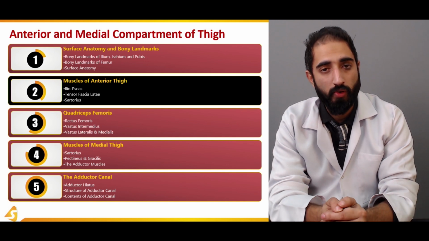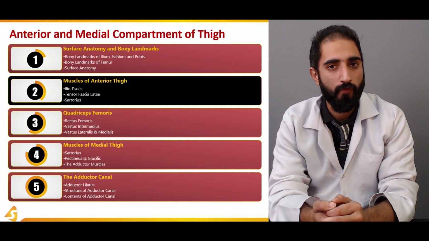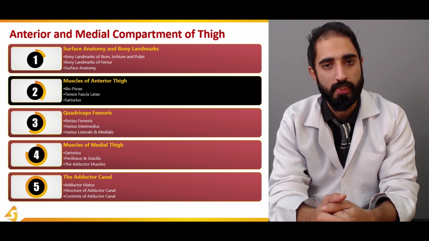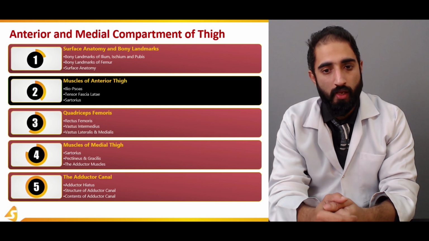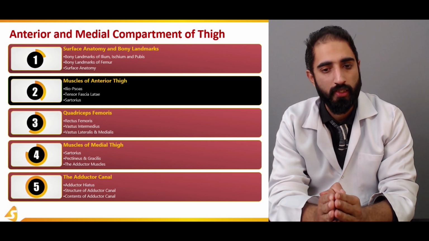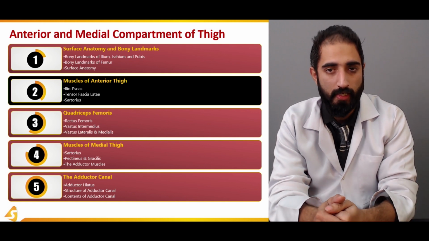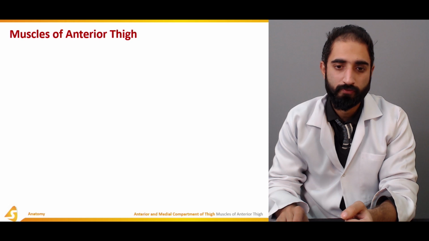Another very important muscle on the anterior aspect of the thigh is the quadriceps femoris, which consists of rectus femoris, vastus intermedius, vastus lateralis, and vastus medialis. But in this section, we're going to talk about only the iliopsoas, tensor fascia lata, and sartorius, and we're going to talk about the quadriceps femoris in the upcoming section.